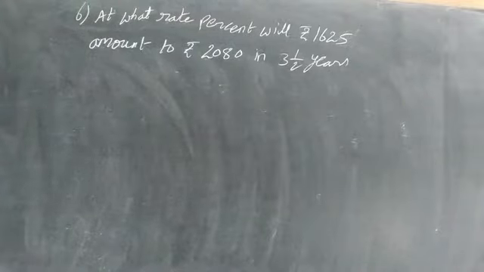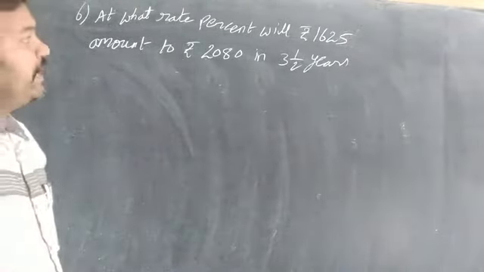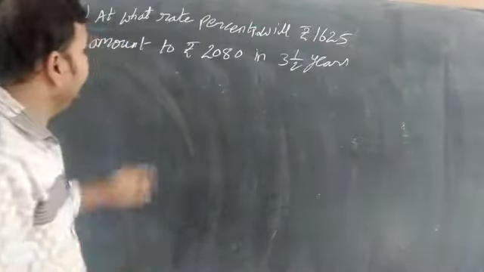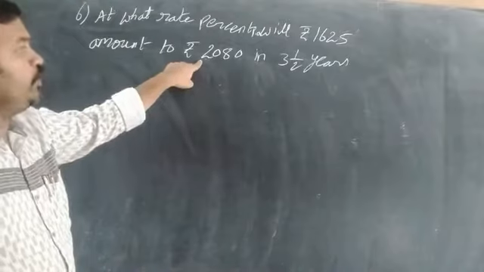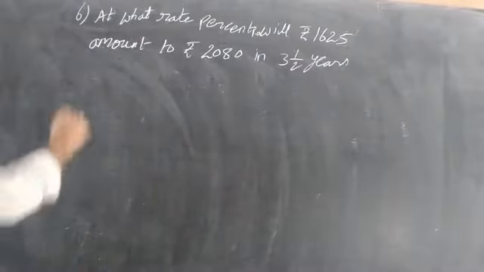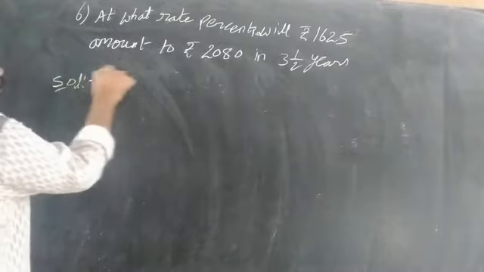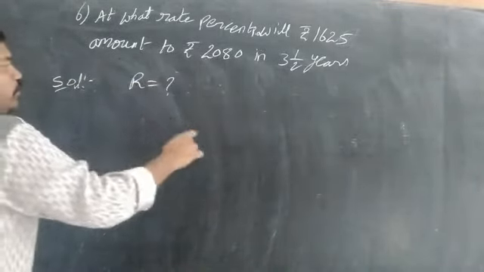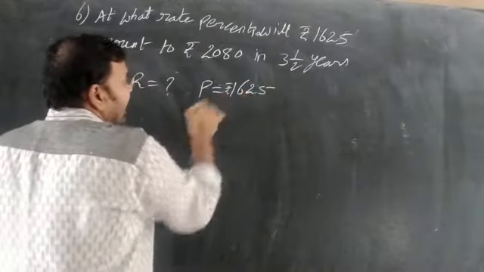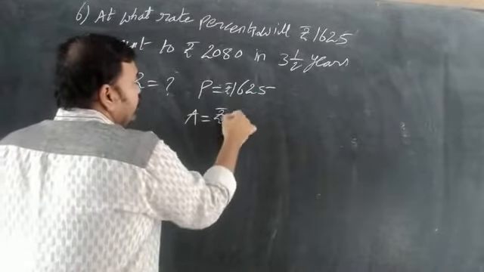Okay, see here. At what rate percent per annum will rupees 1625 amount to rupees 2080 in 3 1 by 2 years? So here what is given for us? Solution. At what rate means rate is equal to question mark. Principal is given 1625 rupees and the amount is given for us 2080.